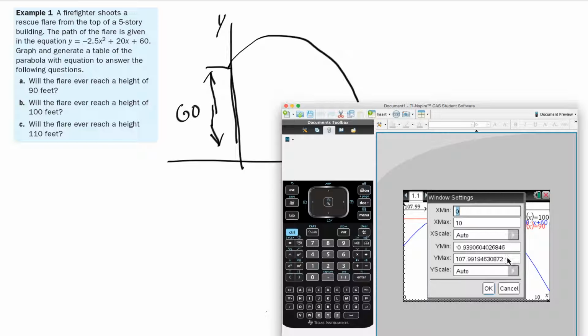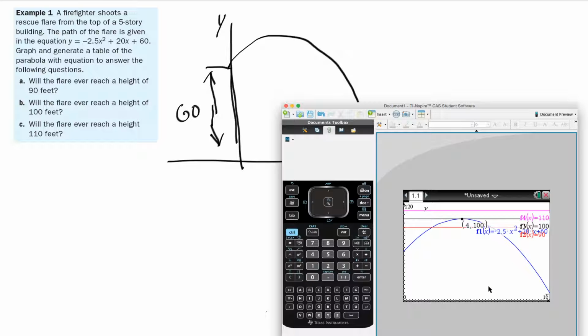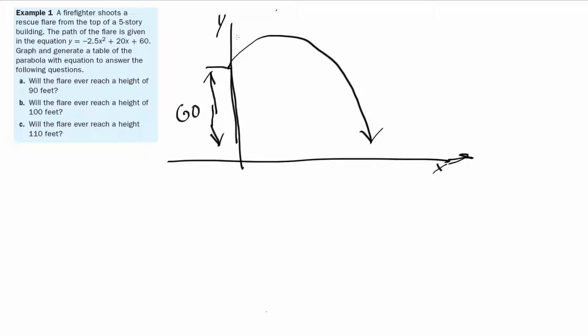Max 120. Okay, now I can see it. Yes, and I can see that indeed there are no solutions. So for A, the answer is 2 times. For B, the answer is 1 time. For C, the answer is 0 times.